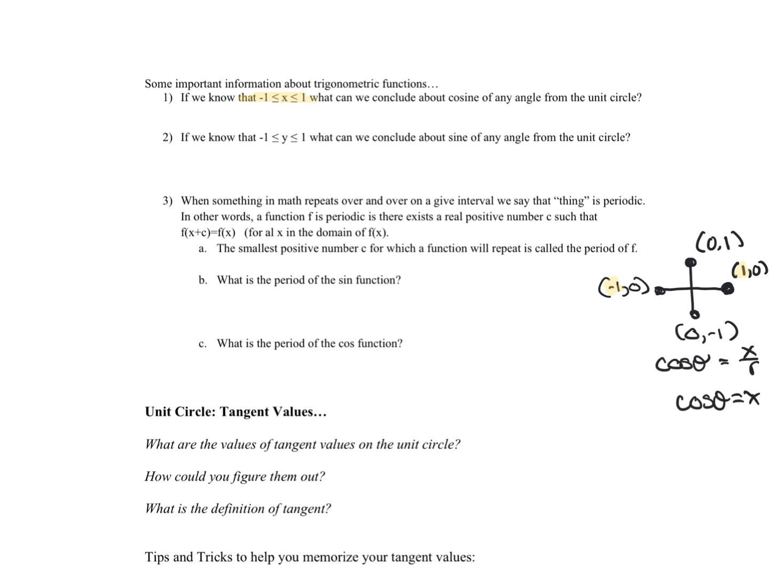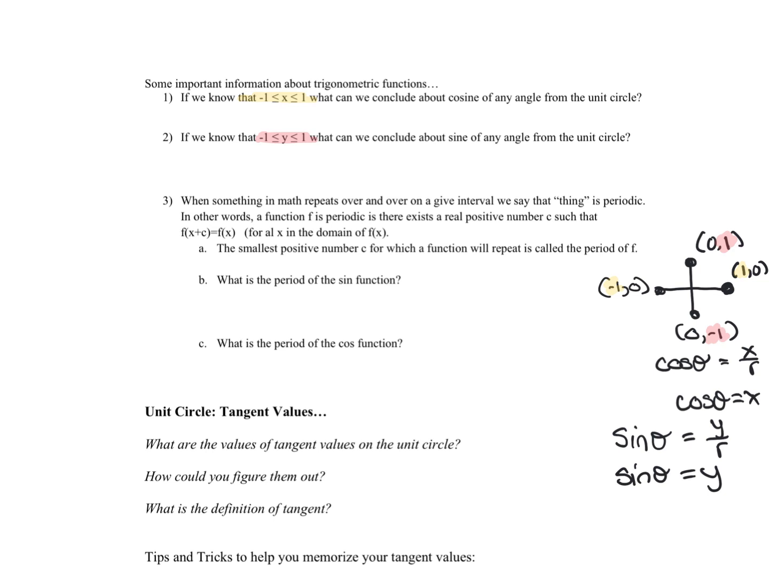Same idea with sine. Sine of theta is like the y stuff, the y over the r. R is, again, 1 because we're on the unit circle, so sine of theta is going to be the y values. And if you look at the y values, here's the biggest y, and here's the smallest y. So we know that sine is also bound between -1 and 1.